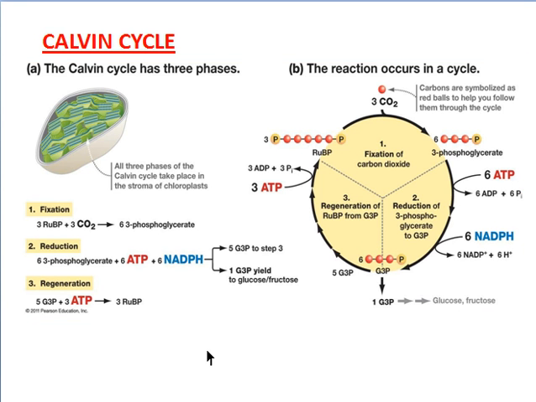So this is the summary of the photosynthetic process involving the light reaction and the dark reaction. I hope you understood it properly, and I hope my communication was good enough for you.